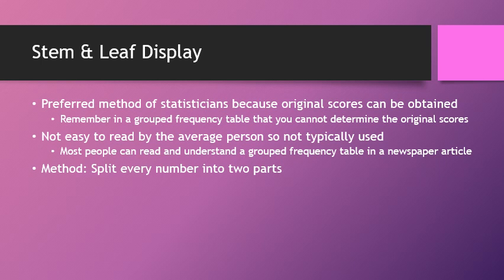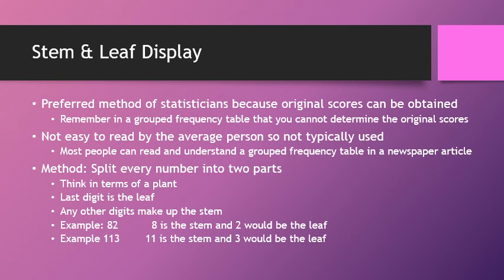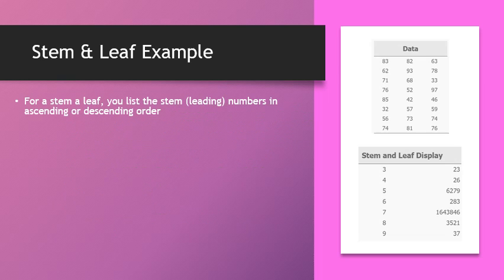First off, we split every number or score into two parts. Think in terms of a plant. The last digit is the leaf. Any other digits make up the stem. So if you had the number 82, 8 would be the stem and 2 would be the leaf. If you had the number 113, 11 would be the stem and 3 would be the leaf. The leaf is always one digit. The stem could be as many digits in front of it as need to be for the problem.